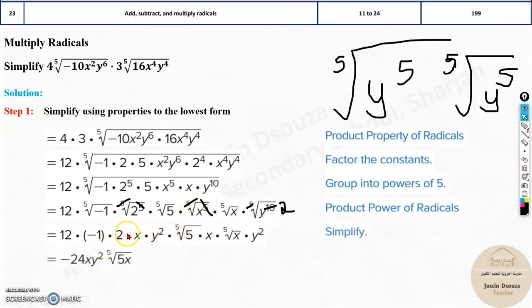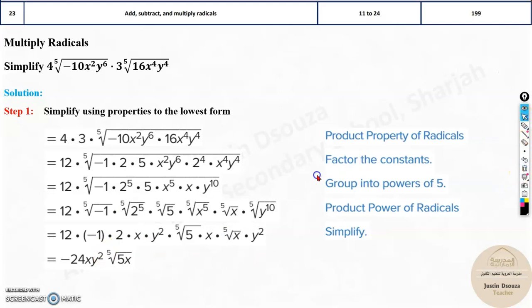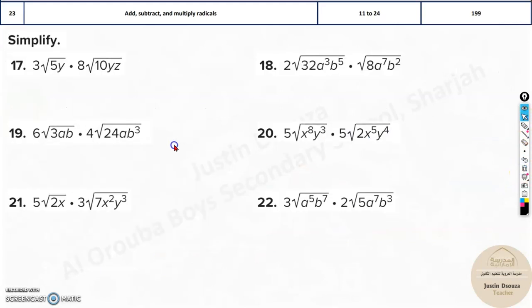Now, this can't be the answer. Okay, this is the answer. Okay, it's simplified. What is simplified basically? All the numbers are multiplied. You can use your calculator over here. Minus 12 times 2 is 24. And here you have x and y squared. And what is remaining inside the radical? It's your 5 and the x. So it is 5x. That is the answer. So similarly, you can try other problems.